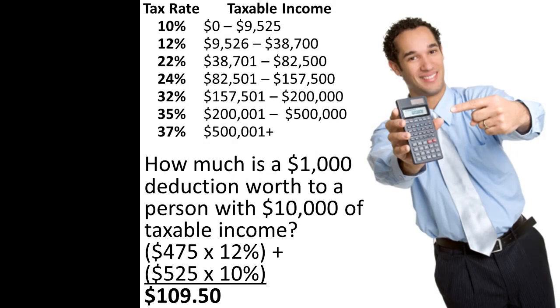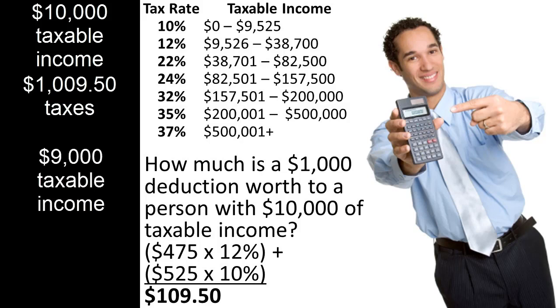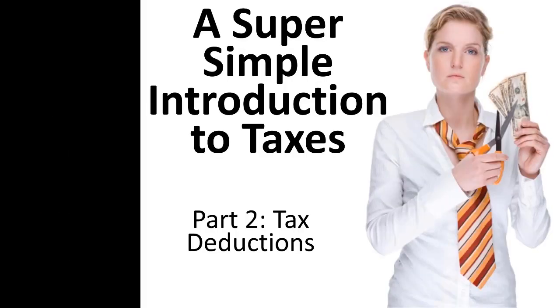$109.50. Put another way, a single taxpayer with $10,000 of taxable income in 2018 would pay $1,009.50 in taxes. If the taxpayer were to have received an additional $1,000 deduction, his or her taxable income would have fallen to $9,000, and he or she would have owed $900 in taxes. Thus, the $1,000 deduction would have caused the taxpayer's tax bill to drop by $109.50. This has been a super simple introduction to taxes, Part 2, Tax Deductions.